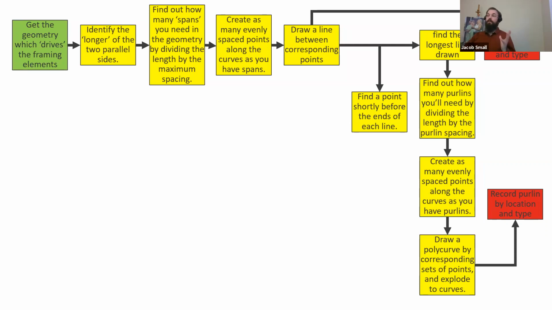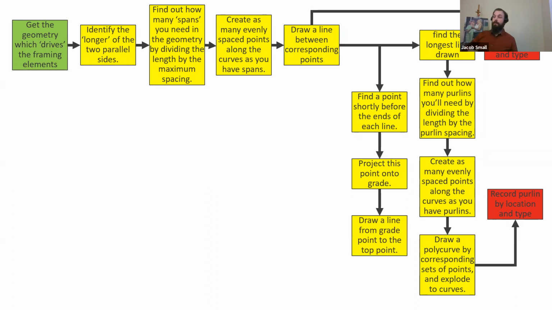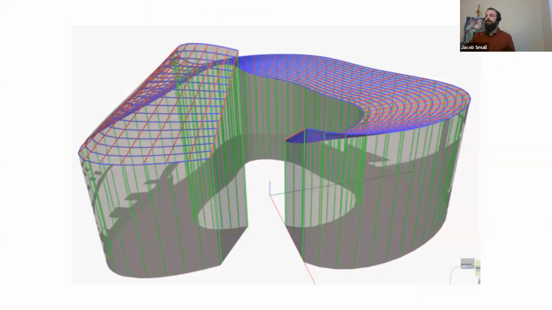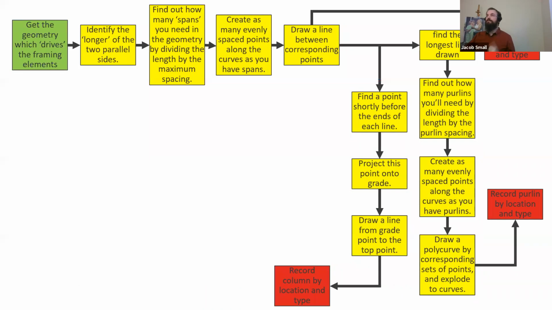From there, we're going to find a point shortly before the end of each one of my rafter lines, project that point right down onto my grade level, and then draw a line from the grade point up to the top point. And then I can use that to drive my columns. So now I've got my columns done. We're most of the way through all of this framing that we have to create, and it's all just basically been this logic. Understanding what these steps are is really going to help us to drive the actual graph.